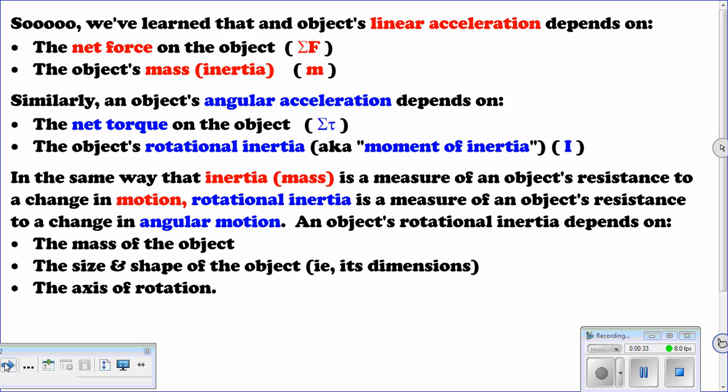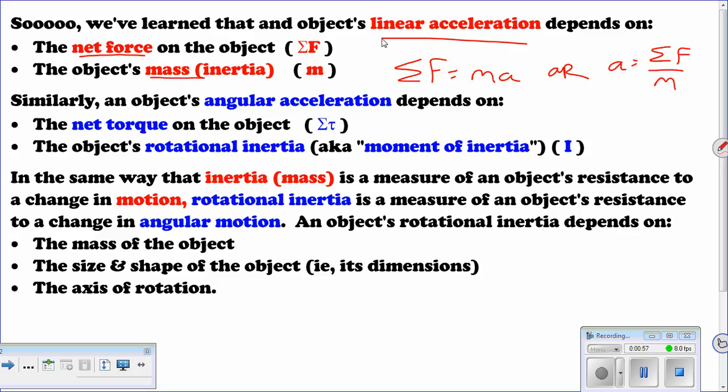Last semester, one of the things we learned was that an object's linear acceleration depends on the net force on the object and on its mass. In other words, net force was equal to mass times acceleration, or acceleration was net force over mass. Over the last couple days, we've been talking about torque, and we said torque was the rotational counterpart for force. All of the problems we've done so far have been problems where your net torque has been zero, so we've had things balance.